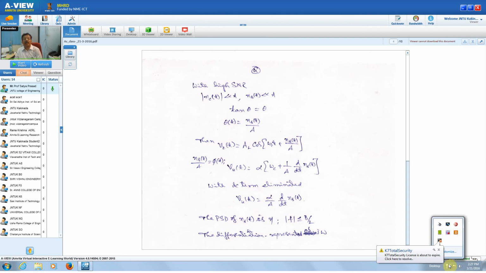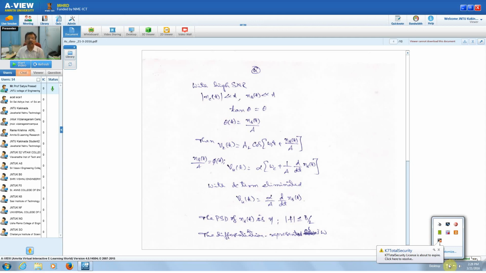Therefore, the V2 of t, that is the output of your amplitude limiter because of noise, we can represent as AL cos omega c t plus theta of t. I have represented this as ns of t by A. So the output of the amplitude limiter is V2 of t equals AL cos omega c t plus ns of t by A. And in the equation previously seen for the noise power, this ns of t by A is nothing but your phi of t.